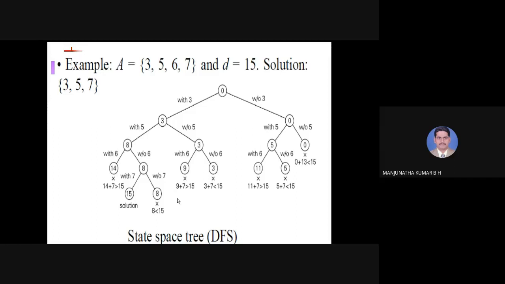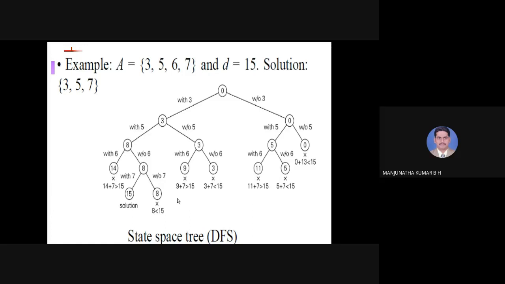Backtrack. Another choice left is without 6. Now the sum is 5 only. For 5, you add the remaining element 7. 5 plus 7 is 12, which is lesser than 15. So it is again a non-promising path. Backtrack to 5 and backtrack to 0. One choice is left, that is without 5. Without 5, the sum remains as 0 only. And again, if you explore this, what are the remaining elements?